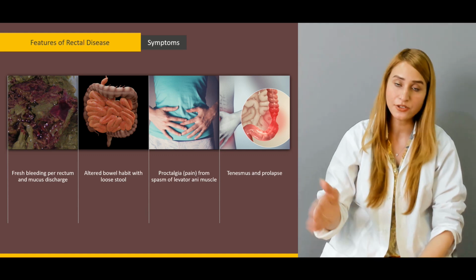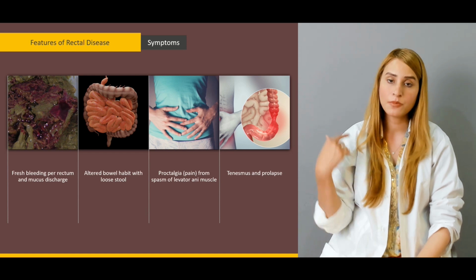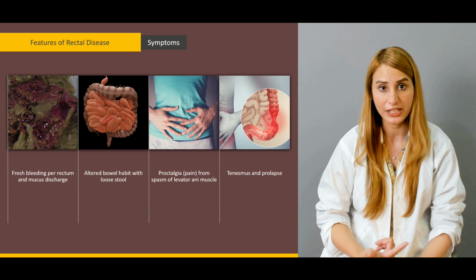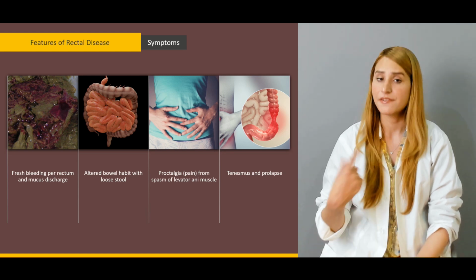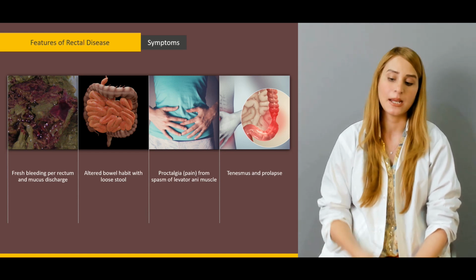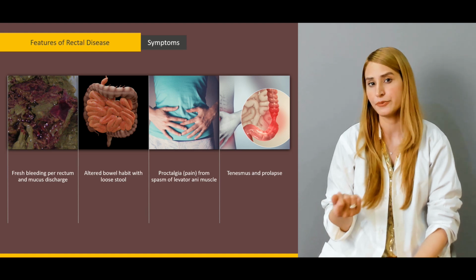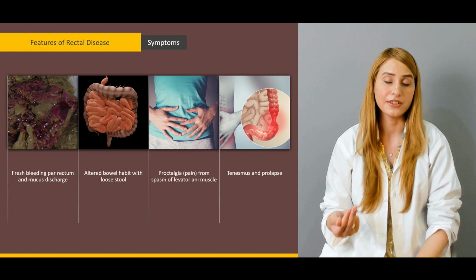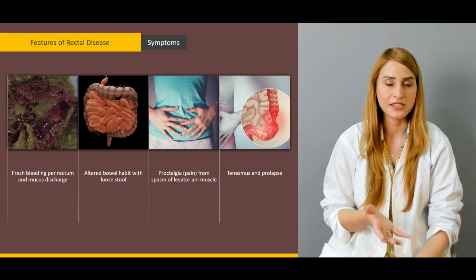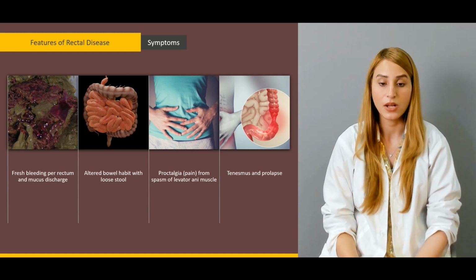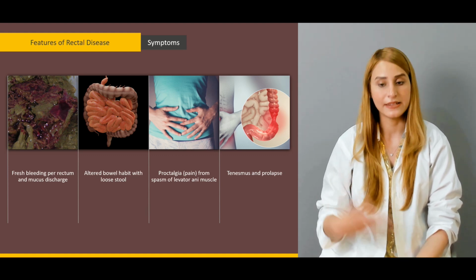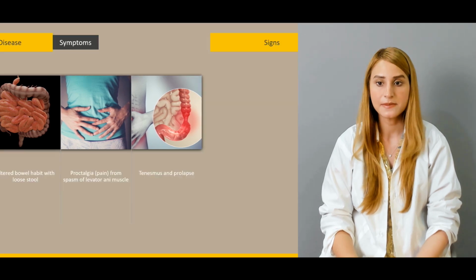So what symptoms should you keep in your mind? It can be PR bleeding. It would be a fresh bleeding per rectum with a mucus discharge. So whenever you perform the digital rectal examination, there is a tinge of blood or mucus on your finger. Or there can be altered bowel habit with loose stool, like sometimes there's constipation, sometimes there's loose stool. The other thing is proctalgia, that's the pain, and the other things are tenesmus and the prolapse.